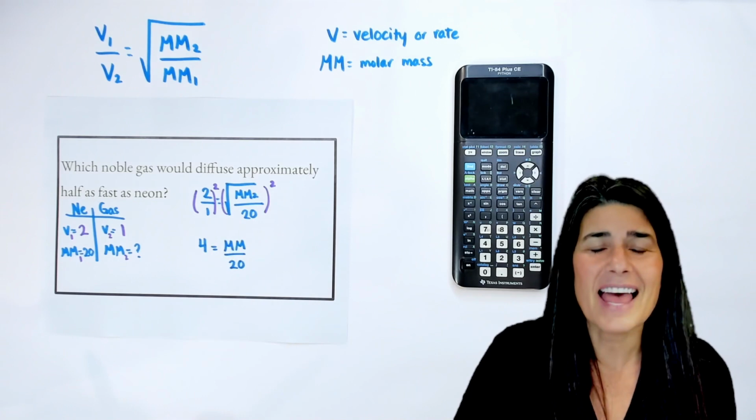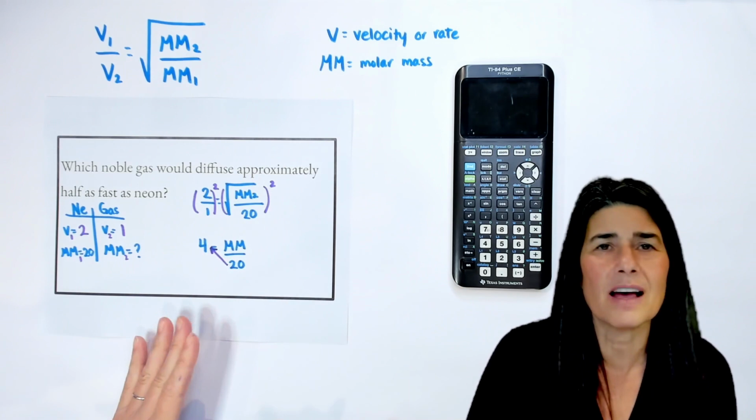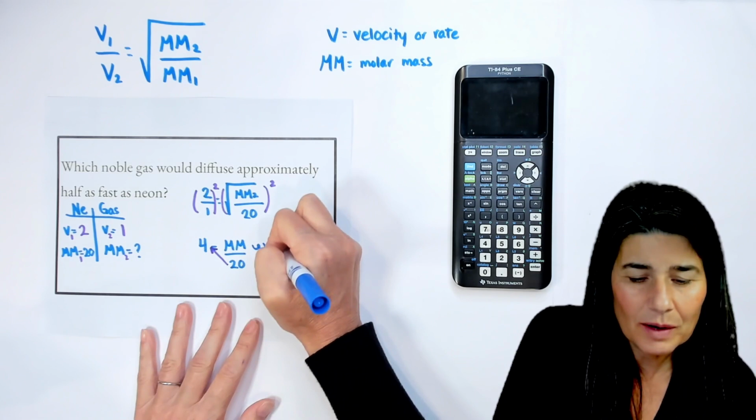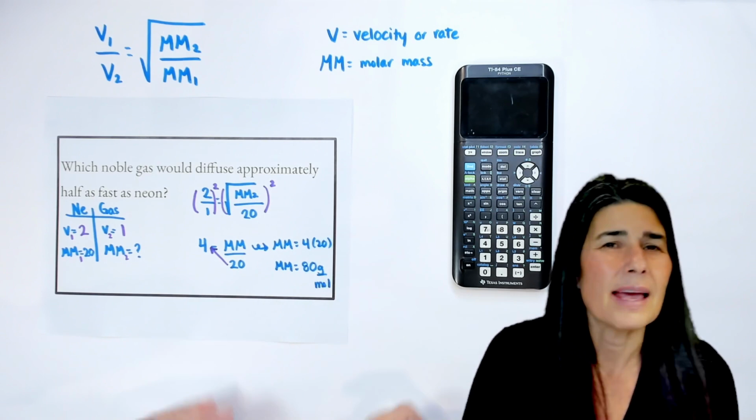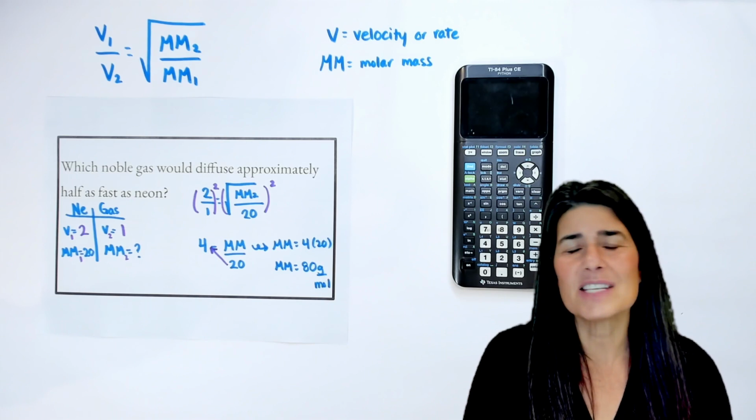To get the second molar mass, I'm going to go ahead and cross multiply, bring my 20 up, or multiply both sides by 20, however you want to say it. Then the molar mass of your unknown gas is going to be 4 times 20, which is 80 grams per mole. And I think if you look it up on the periodic table, that's krypton. So that is one way you might see this problem.